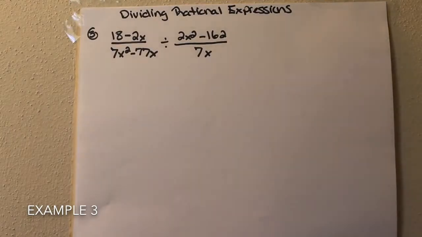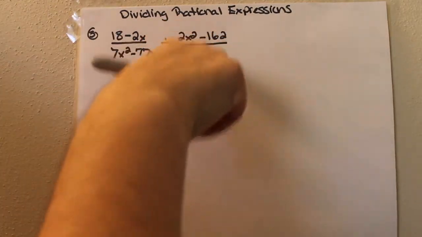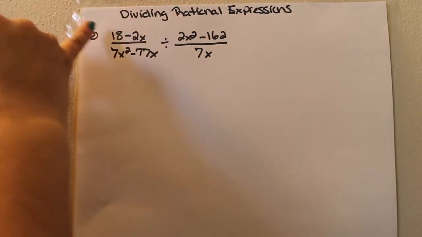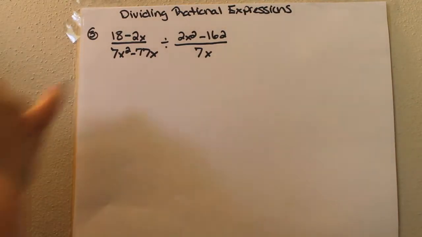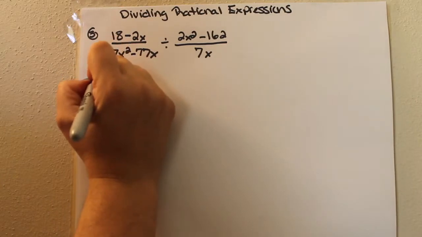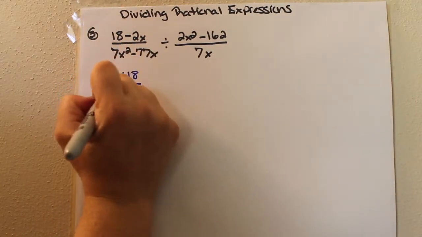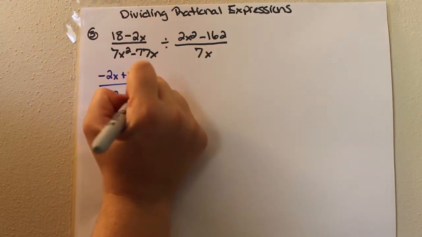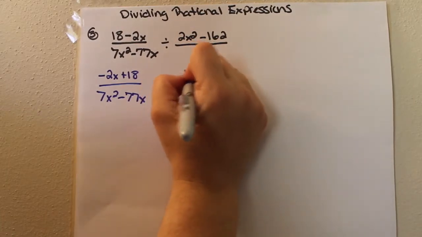Again, to divide this rational expression, we want to rewrite this properly by changing this to multiplication and writing the reciprocal of this. I'm also going to put this in order from greatest to least. You always want the x term first and the constant written last. So when I rewrite this, I am going to write a negative 2x plus 18 because that's proper. 7x squared minus 77x. I'm going to change this to multiplication, and then this is going to be the reciprocal.